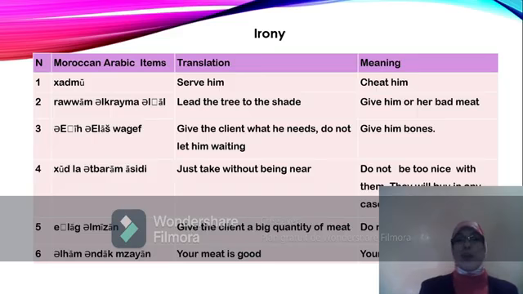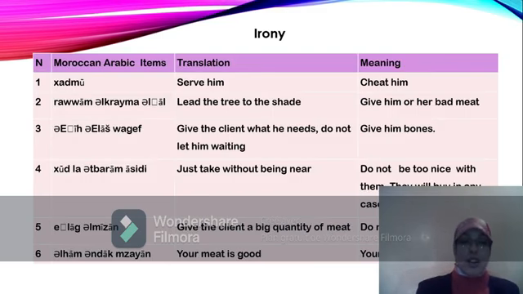Now you can see how clients are perhaps easily deceived just because of the use of the secret language. Item number 3, "أعطيه علاج وقف." The translated meaning is: give the client what he needs, or do not let him wait. However, the real meaning is: give him bones. That's a kind of irony.